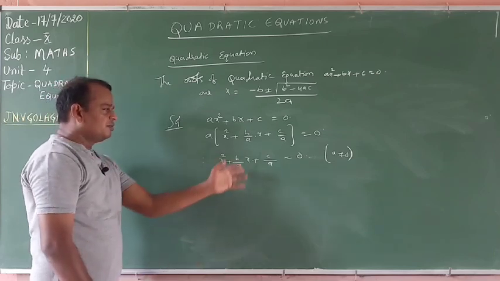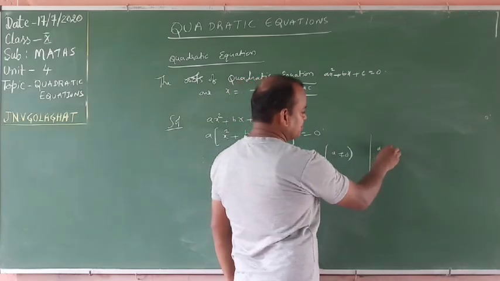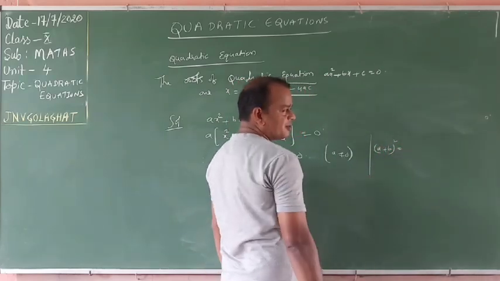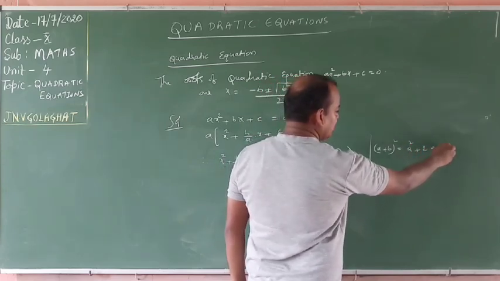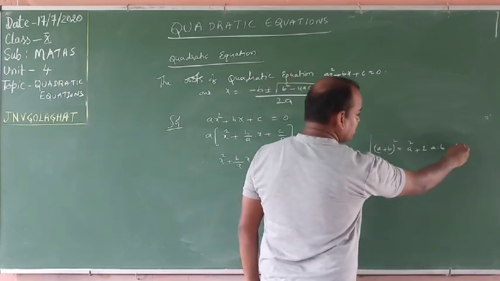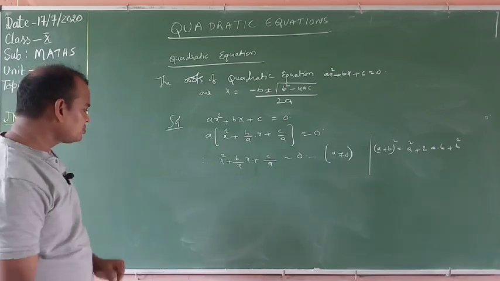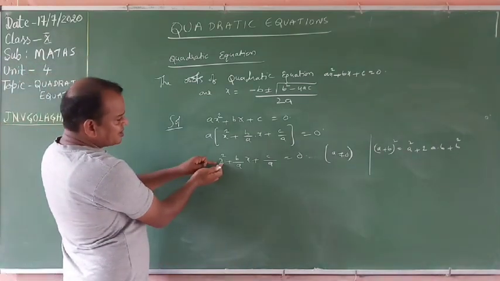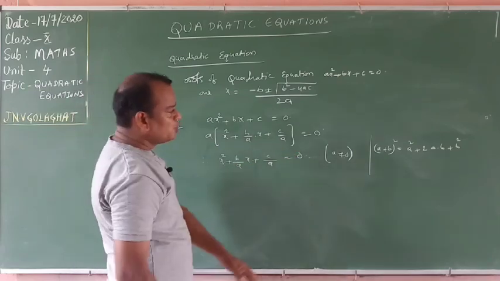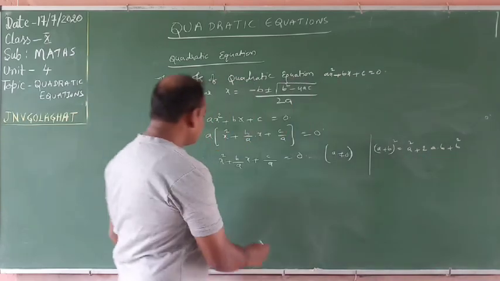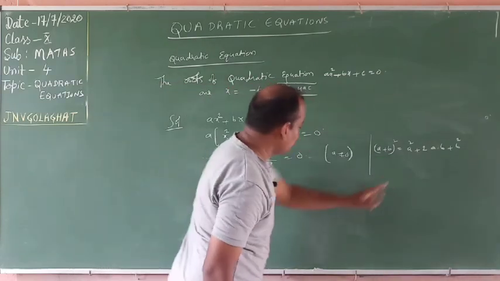Now, this one will reduce into a perfect square. How? You know the formula of a plus b whole square: a square plus 2ab plus b square. Now, in this one, x square is a square, so the a value is x. 2ab means x is there. Now you need the 2, which is missing.